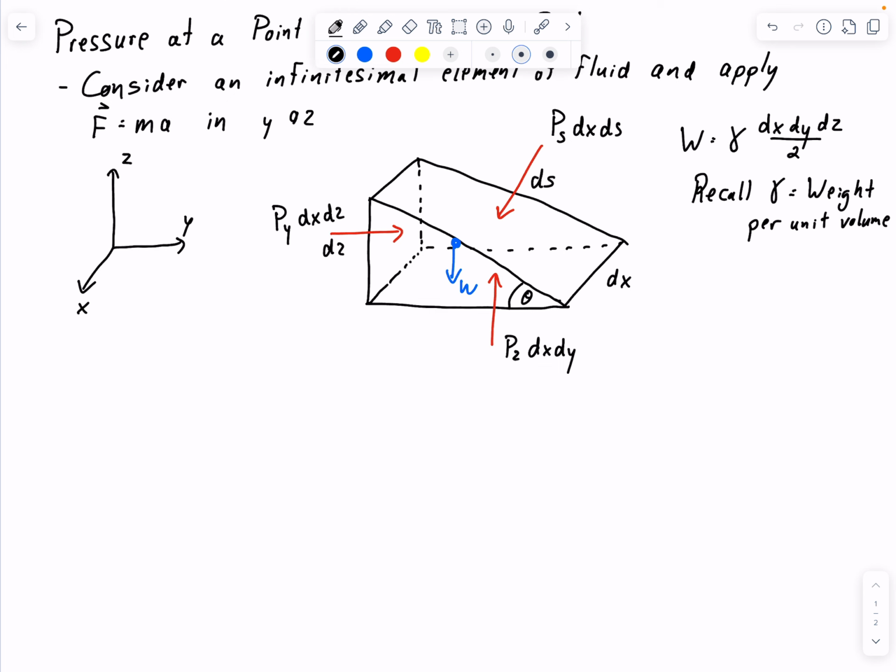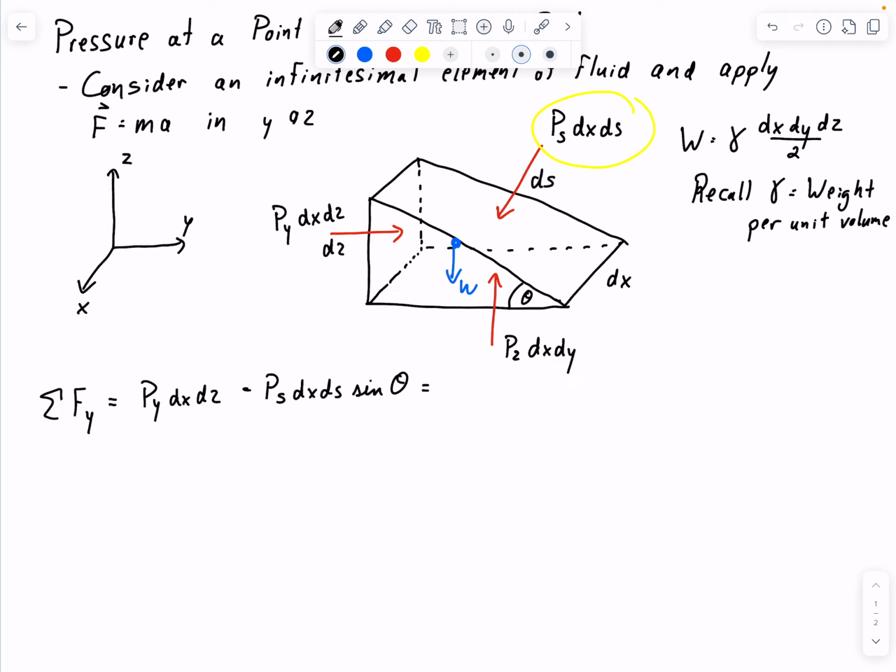What we're going to do is sum forces in the y direction and in the z direction. We'll do the y direction first. The sum of forces in the y direction is equal to, in the y direction, Py times dx dz acting in the positive y direction. Then in the negative y direction, we have the horizontal component of this term. So we have minus Ps dx ds, which is the force, and the component is given by sine of theta.